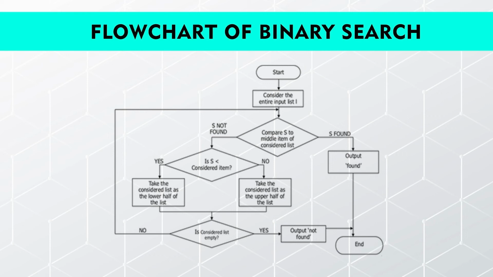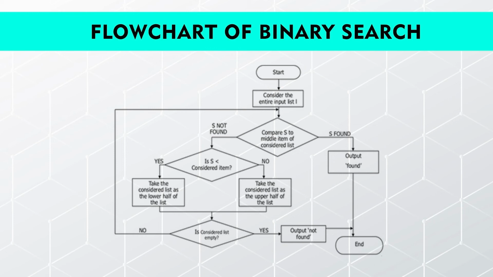But in binary search, we split a complete list into 2 partitions. And we check whether the element to be searched is less than the middle value of that partition, which is sorted either in ascending order or descending order. Generally it is in ascending order.